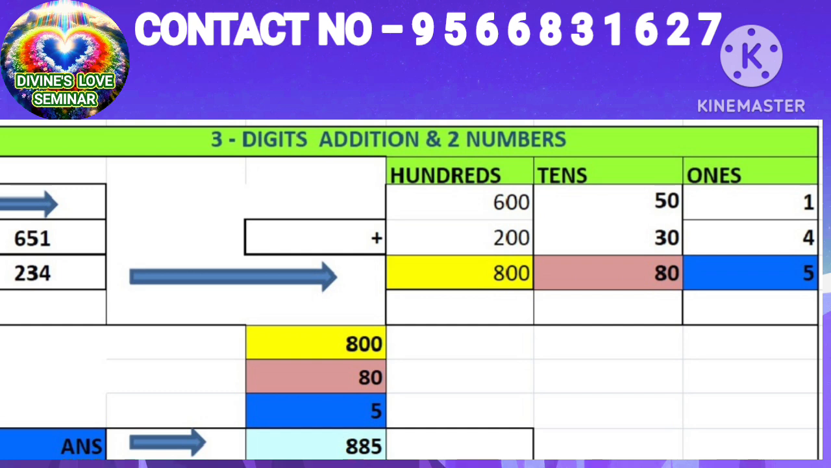Now we will start calculating the numbers. See the image. Hundreds place first: 600 plus 200 is 800. 800, go to tens place. 800 plus 50 is 850. 850 plus 30 is 880. Go to ones place. 880 plus 1 is 881. 881 plus 4 is 885. 885 is the answer.